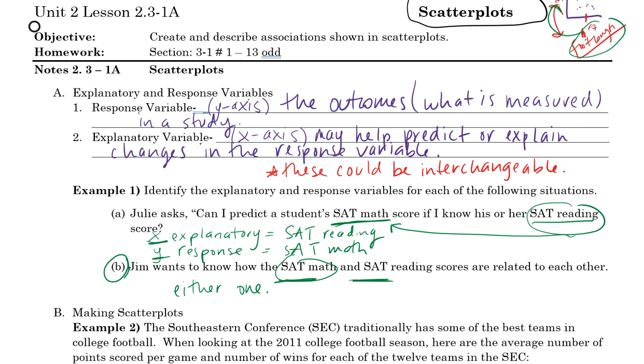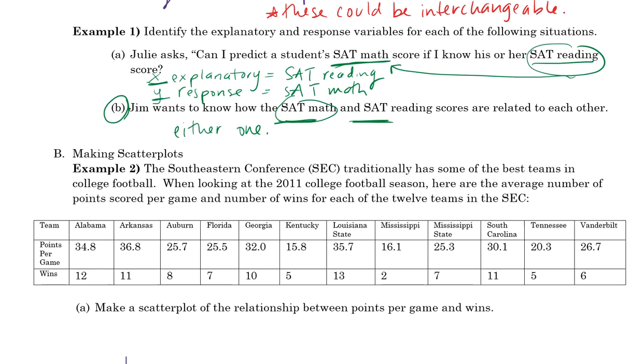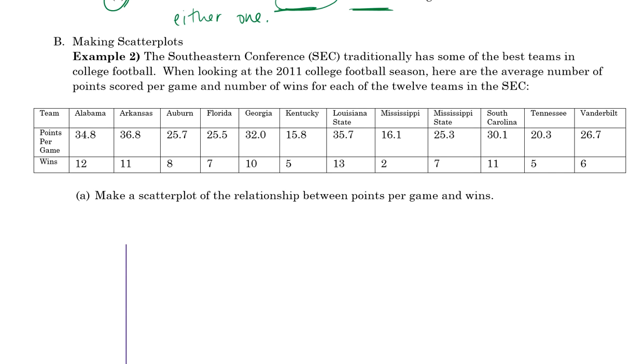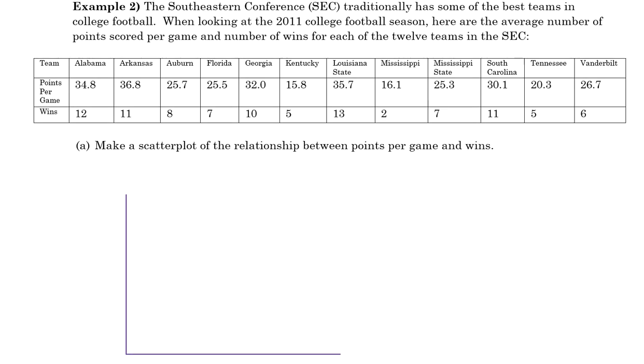Okay, so let's check out the next problem, which is, by the way, gonna ask you to make a scatter plot. Okay, so here we go. The Southeastern Conference traditionally has some of the best teams in college football. When looking at the 2011 college football season, here are the average number of points per game and number of wins for each of the 12 teams in the SEC. And so we have a little table here.